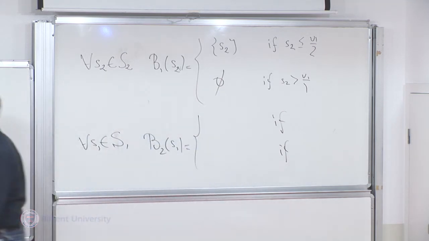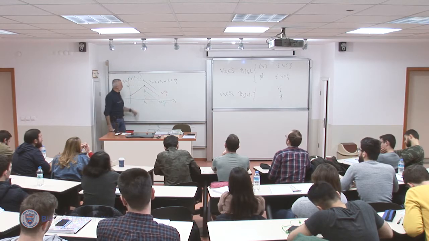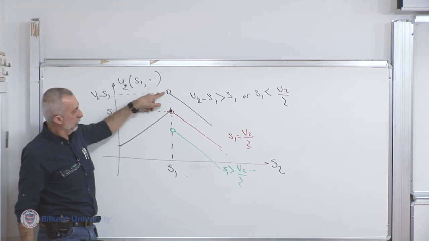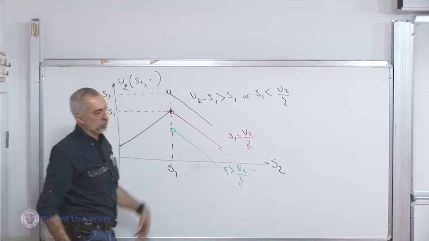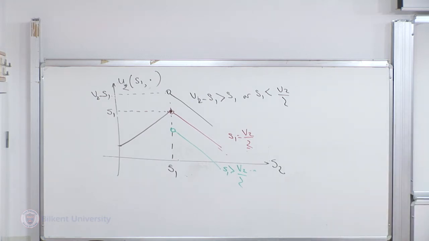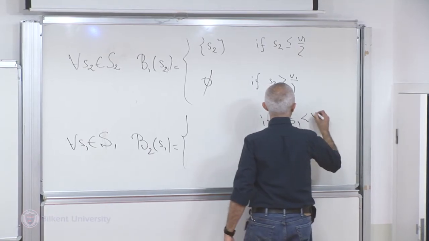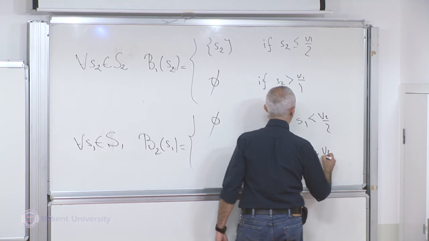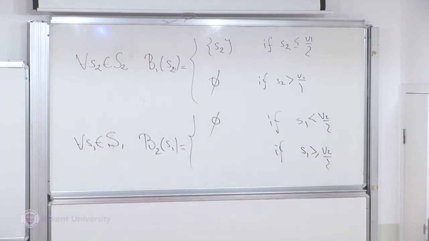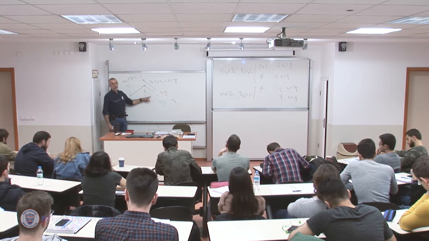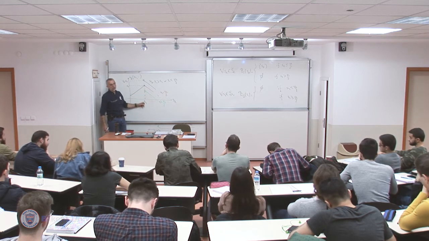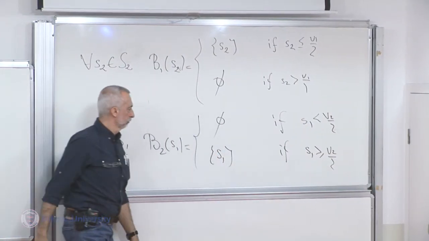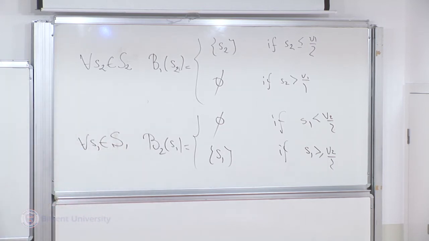Again, if S1 is less than V2 over 2, the best response is? There is none, right? So this function, the black function, doesn't have a maximizer. So when S1 is less than V2 over 2, there is no maximizer. If S1 is bigger than or equal to V2 over 2, then it's the red or the green. In both cases, S1 is a maximizer. Okay, that's it for the second point.